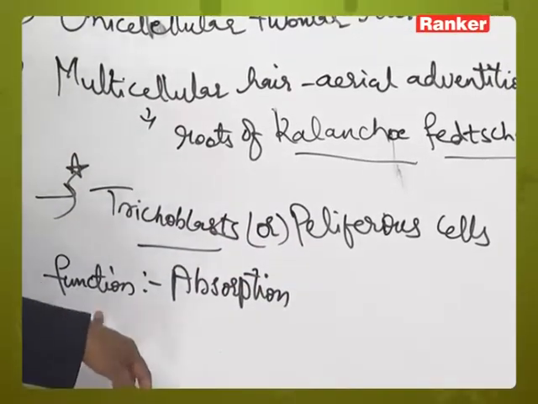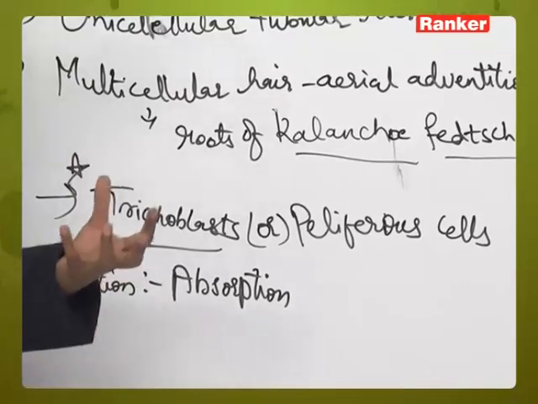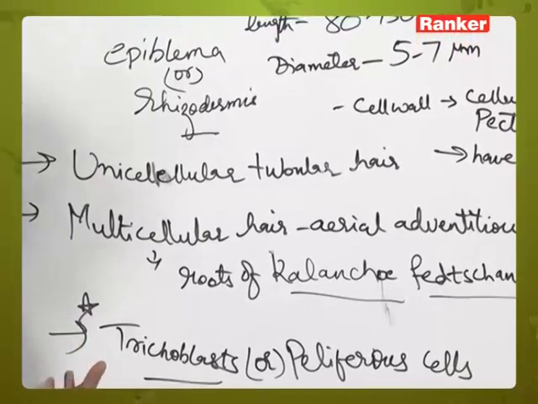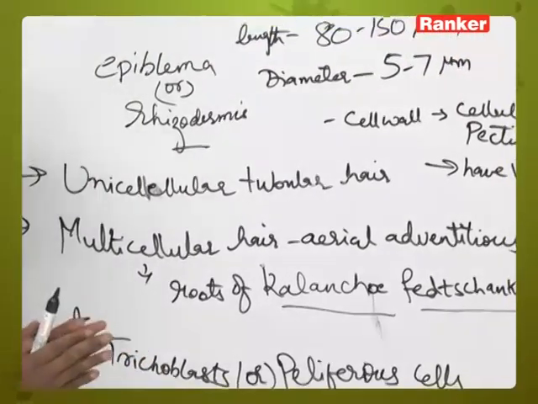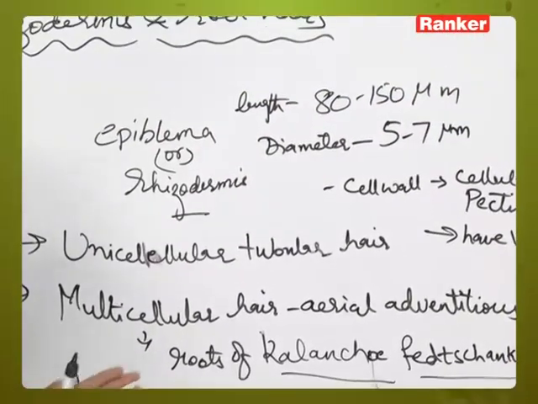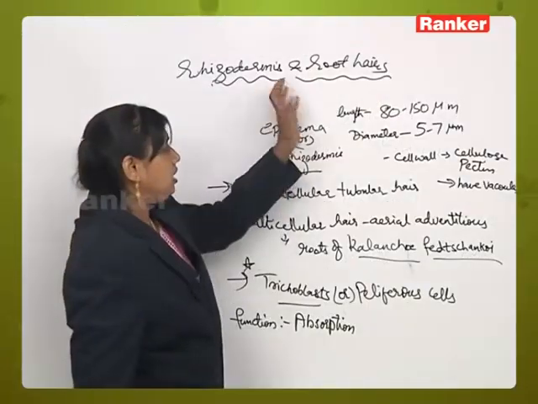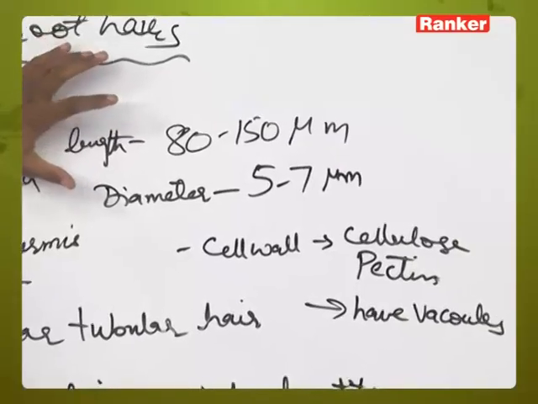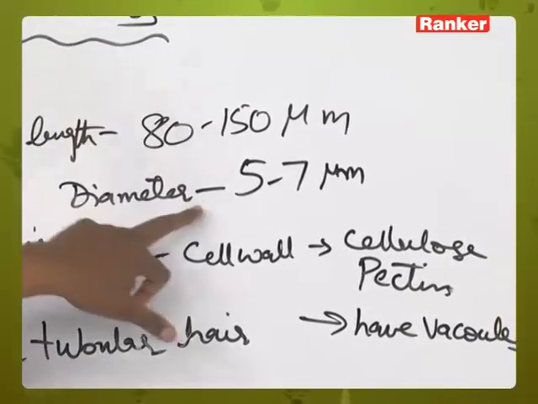And the major function of these root hairs is absorption of the required nutrients from the soil to the plant body via the root, and it also helps expansion of the absorption area. The length of the root hairs will be approximately 8 to 150 micrometers. Next, the diameter will be 5 to 7.